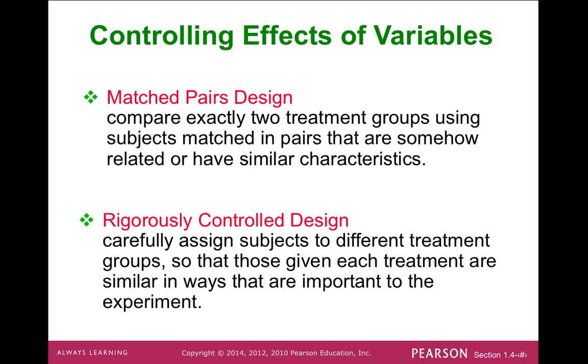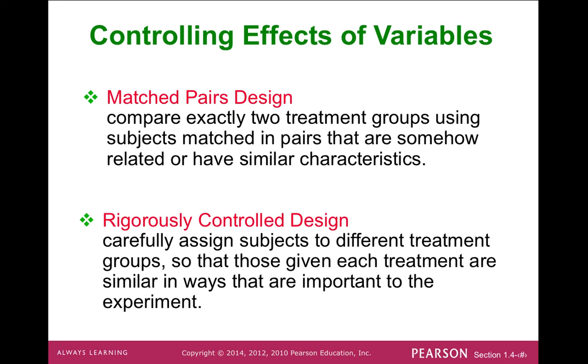It's almost like a subcategory within your experimental design. Matched pairs are another way, and this is where you compare exactly two treatment groups using subjects matched in pairs that somehow are related or have similar characteristics. A good example of this is I used to do breast cancer research, and I would compare women who had breast cancer to women who did not. One of the factors that I controlled for was age. So I would pair up a 40-year-old woman who had breast cancer and compare her against a 40-year-old woman who did not. That would be an example of a matched pair design.